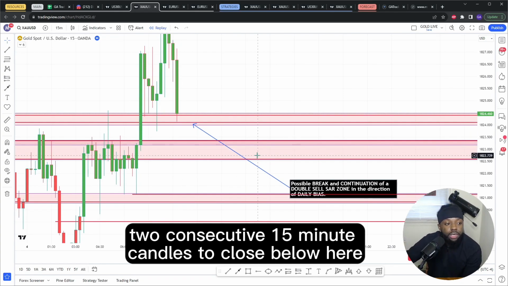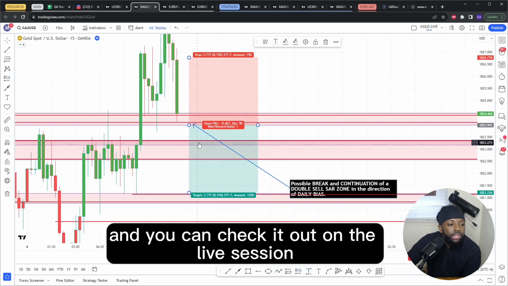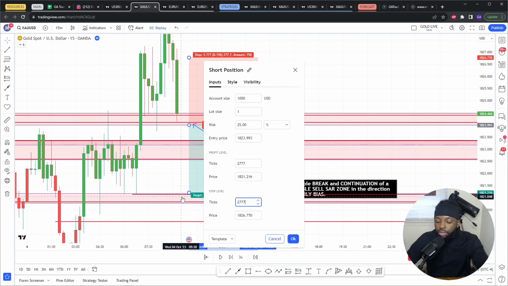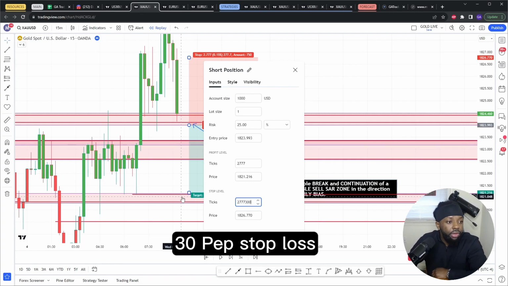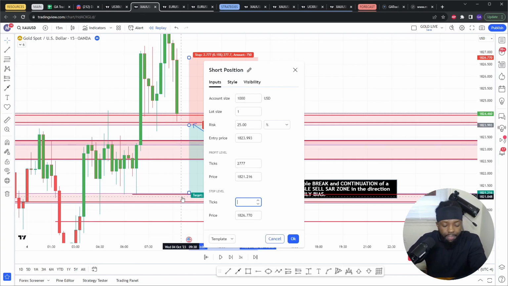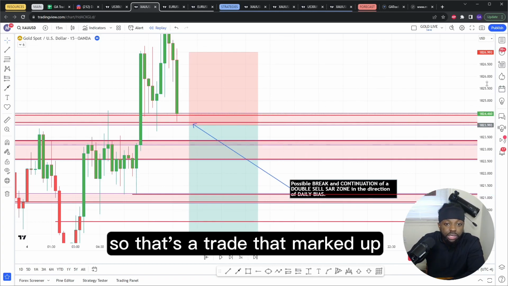Two consecutive 15-minute candles to close below here for me to enter, and I'd already marked this up, and you can check it out on the live session from yesterday. So for this one, 30 pips stop loss and 60 pips TP right there. So that's a trade that I'd marked up.